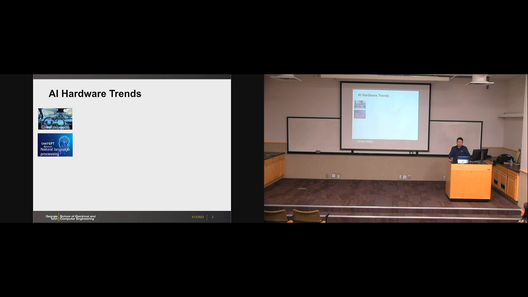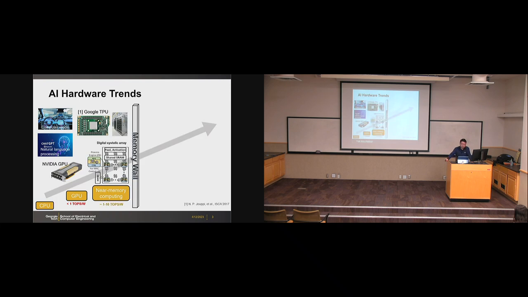As many of you may be familiar with the AI hardware trends recently, there are many new applications enabled by AI algorithms. Here are just two representative examples. For example, computer vision, and you have self-driving autonomous vehicles enabled by many progresses in computer vision. And also recently, ChatGPT is very popular. This is a transformer-based model for natural language processing. So there are many progresses on the software side. But all those algorithms are running on certain hardware platforms.